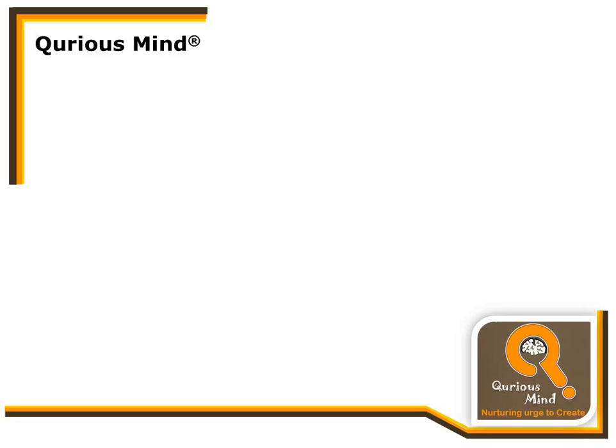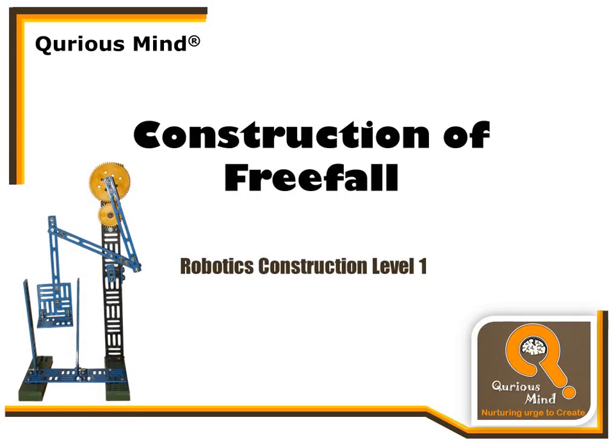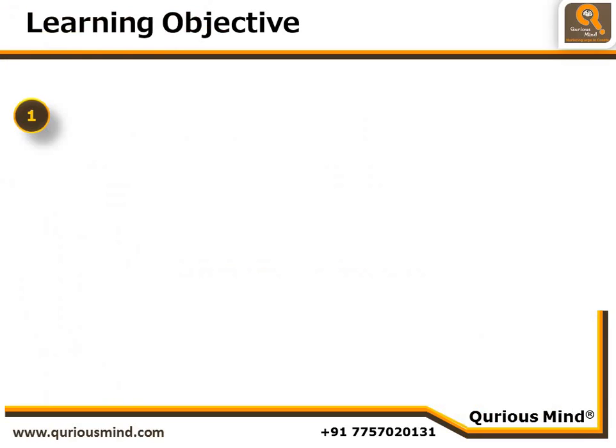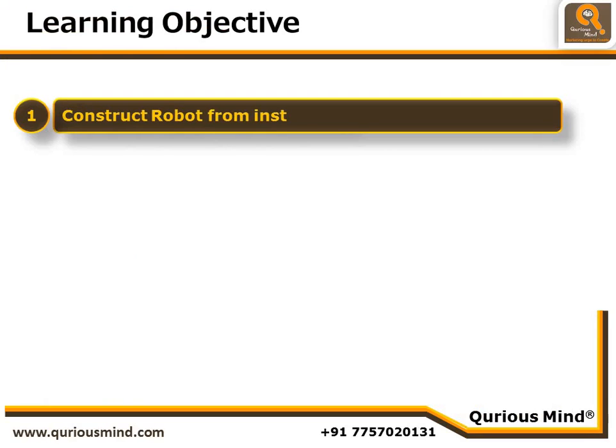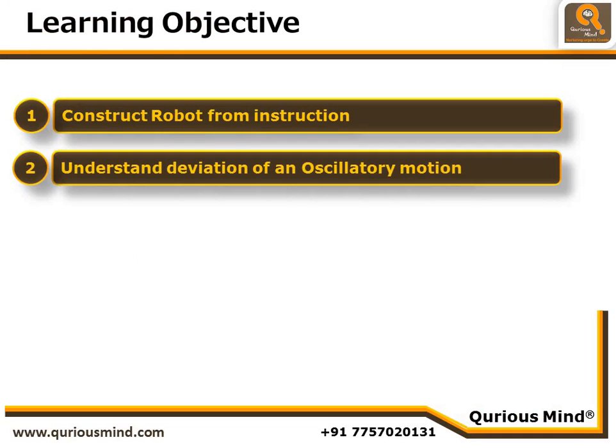Hello everyone. In this video, we are going to construct Freefall as a part of robotics construction level 1. Freefall, we will construct it from the instructions, and while doing it, we'll understand a deviation of an oscillatory motion. So if you see the freefall, it is slightly different than the oscillatory motion, though it uses oscillatory motion at its core. Let's go and start constructing freefall.